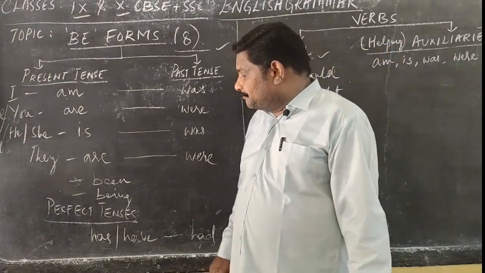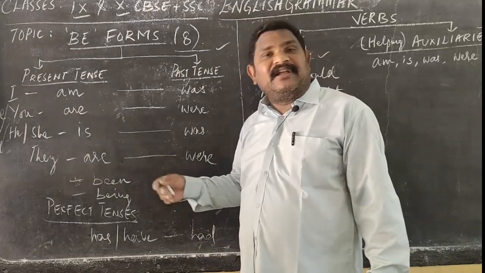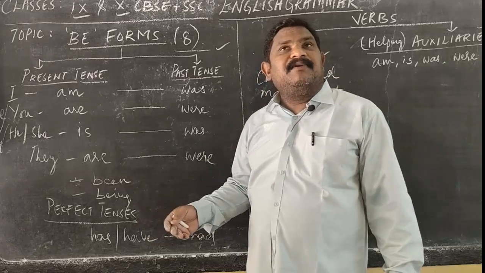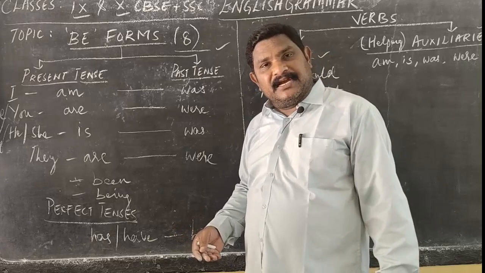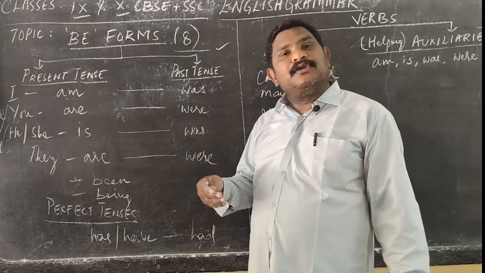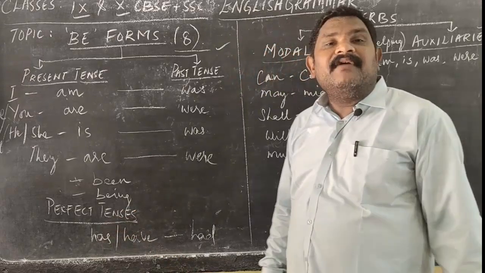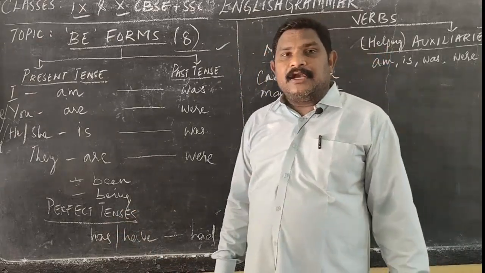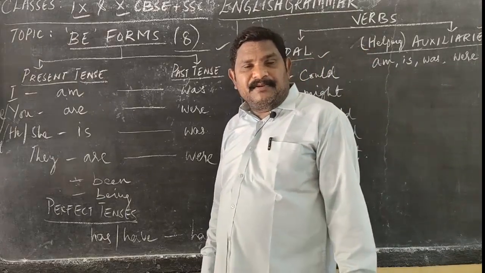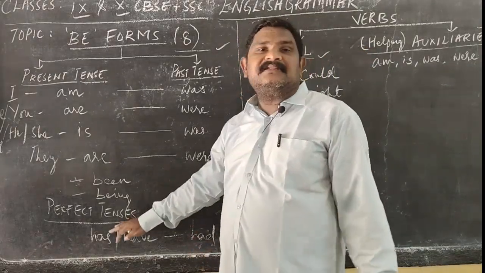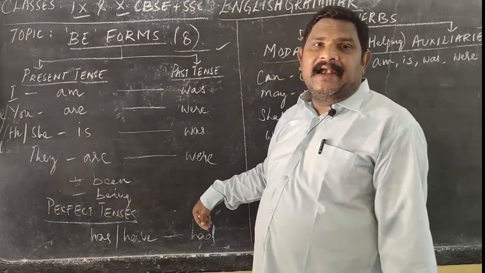The second aspect is, we also have helping verbs used in the perfect tenses: present perfect in the present tense, past perfect in the past tense, future perfect in the future tense. So has, have, had, will have, like that are also used. Has and have are the present forms of the perfect tenses. Had is the past tense for has, and for have also the past tense is had.